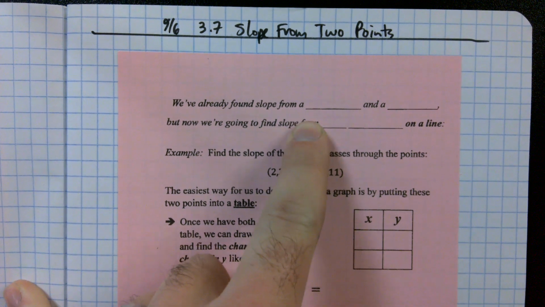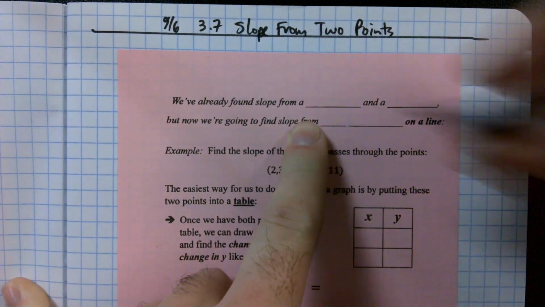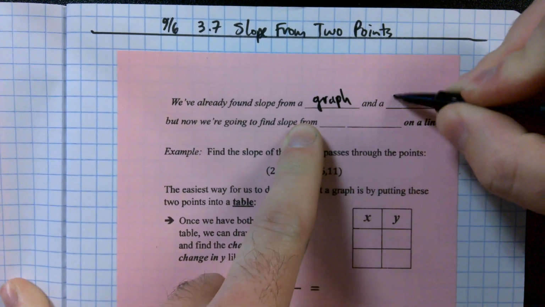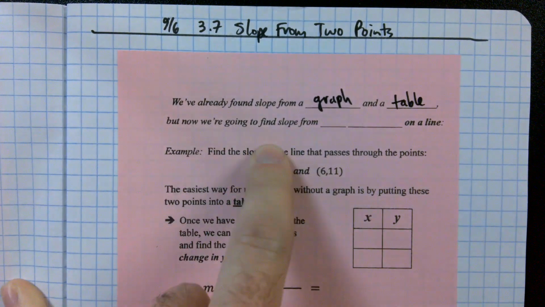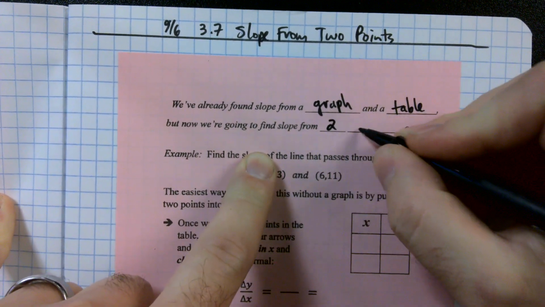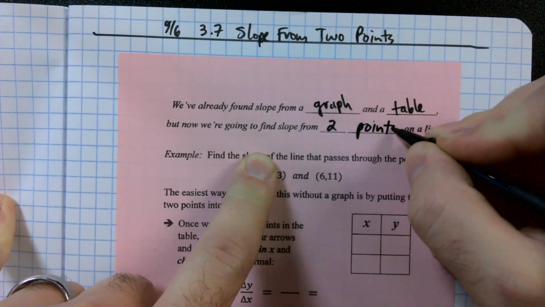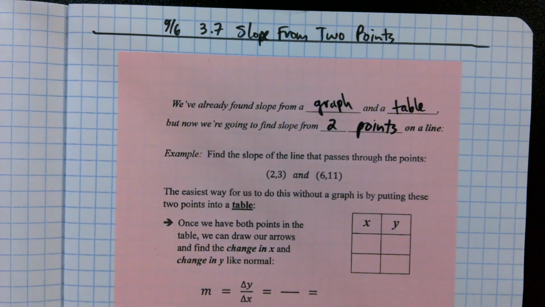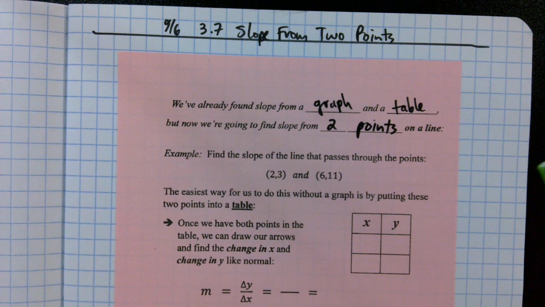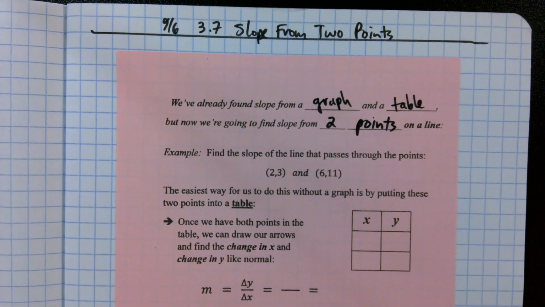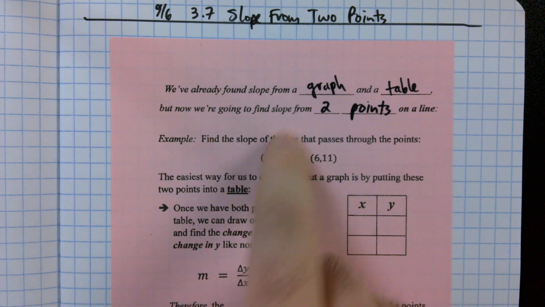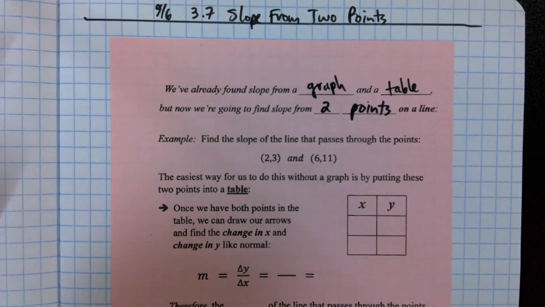Talk about a new way to find slope today. As we know, we've already found slope from a graph and from a table, but now we're going to find slope just by knowing 2 points on a line. All we need to know is 2 points on a line, and we can figure out what our slope is rather easily. So for example, if we have the 2 points 2, 3, and 6, 11.